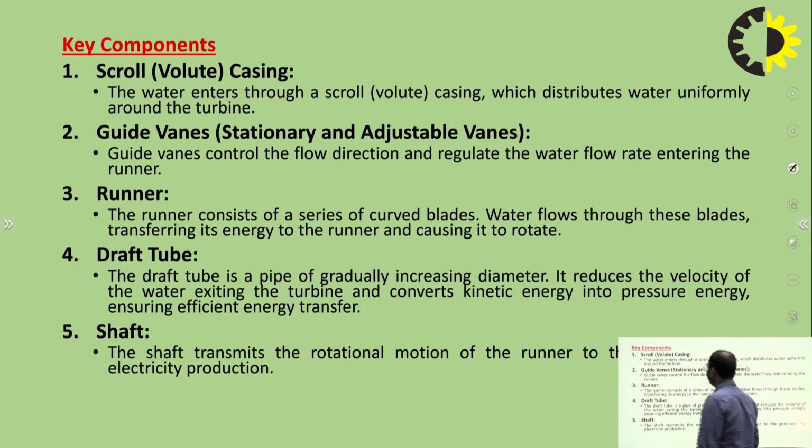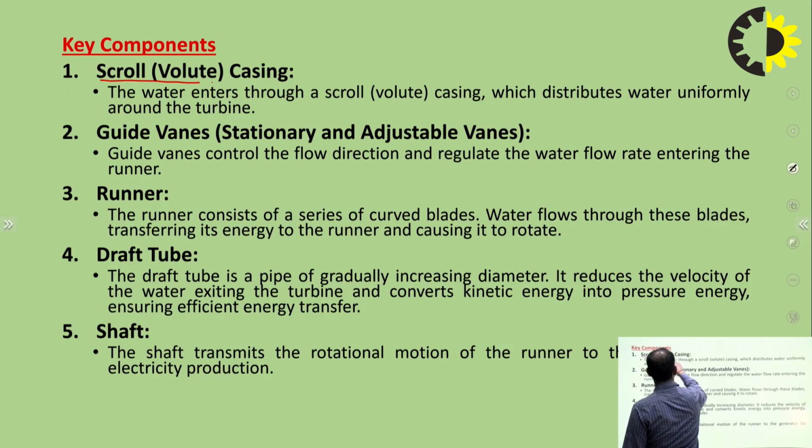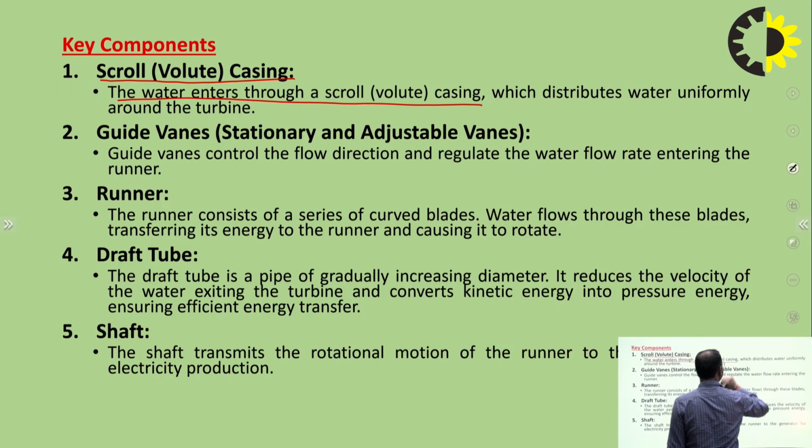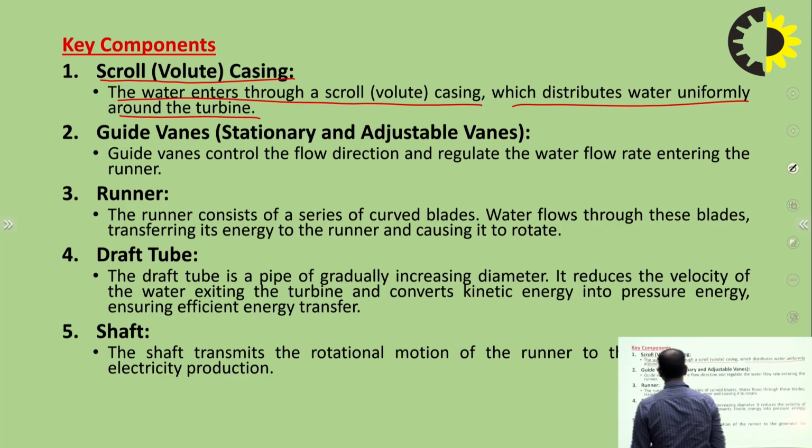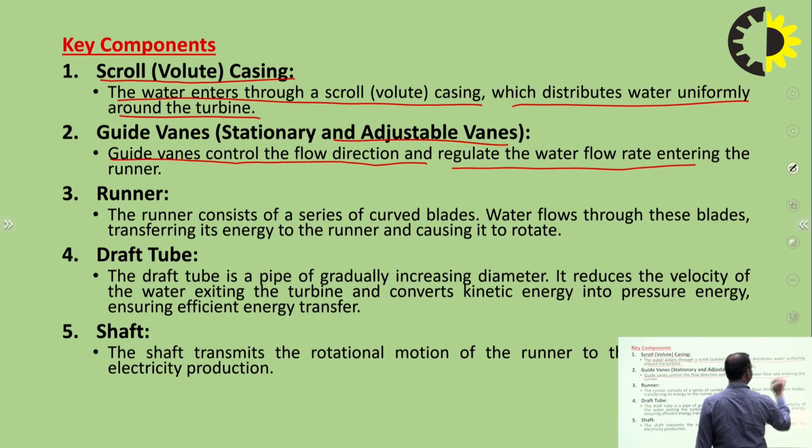What are the key components? So first one is scroll or volute casing. The water enters through a scroll casing which distributes water uniformly around the turbine. Then guide vanes, or stationary and adjustable vanes. These guide vanes control the flow direction and regulate the water flow rate entering the runner.